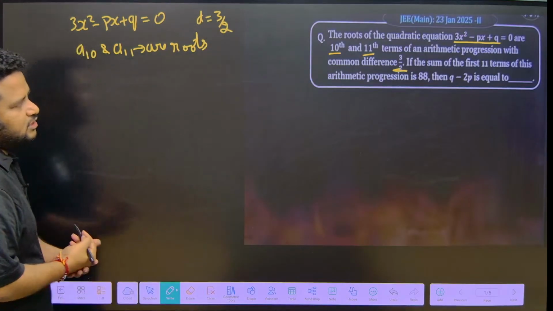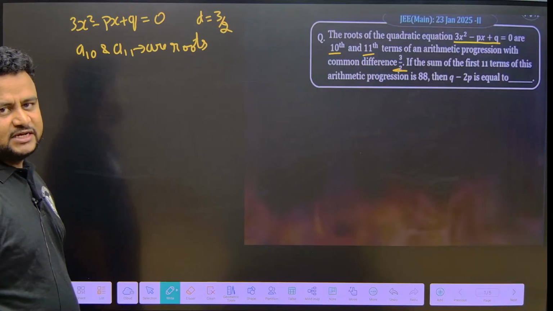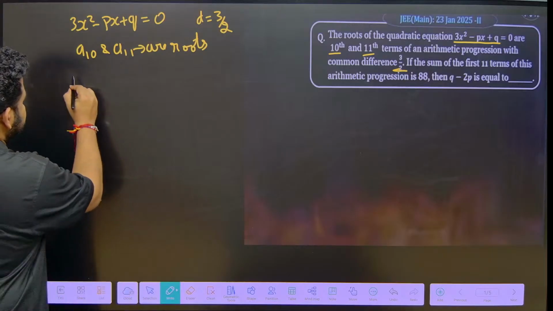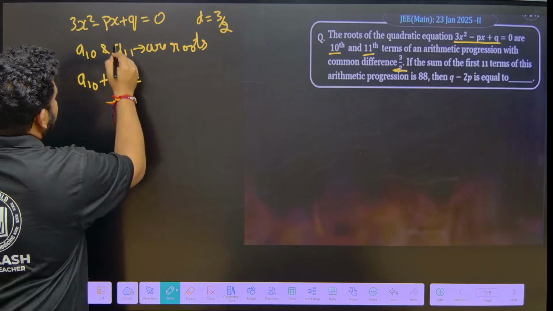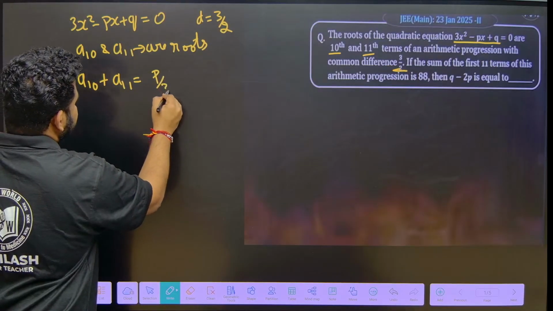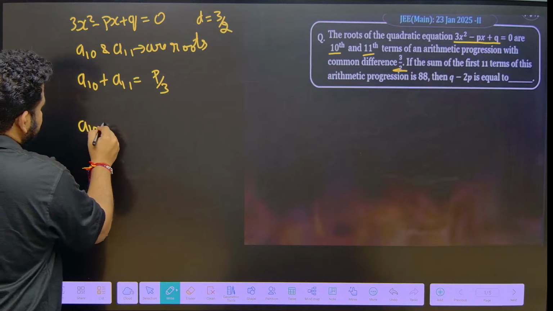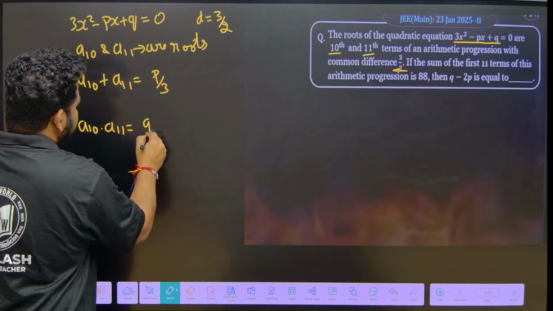So by our knowledge of quadratic equation and polynomials, we know that sum of the roots is equal to minus b by a and product of the roots is equal to c by a. Let me use that. So sum of the roots is a10 plus a11 is equal to minus b by a, I will get it as p by 3. Okay, what about product of the roots? I will write it as a10 into a11 gives us c by a, that is q by 3.